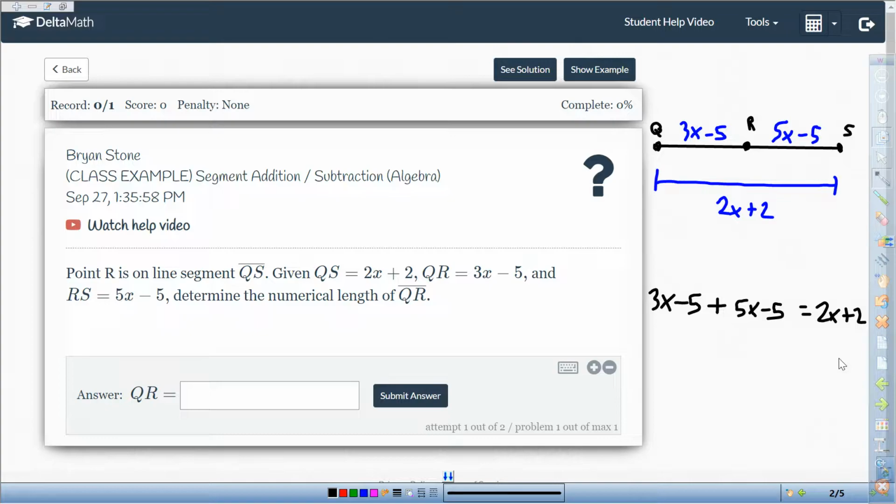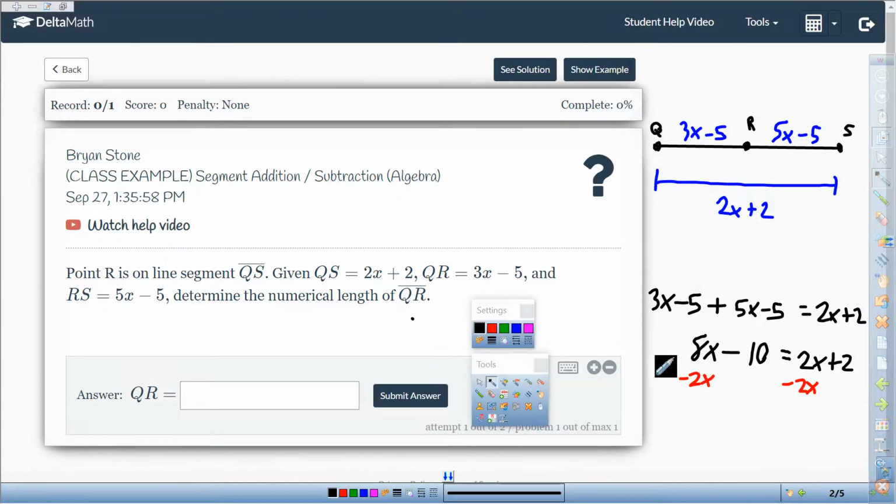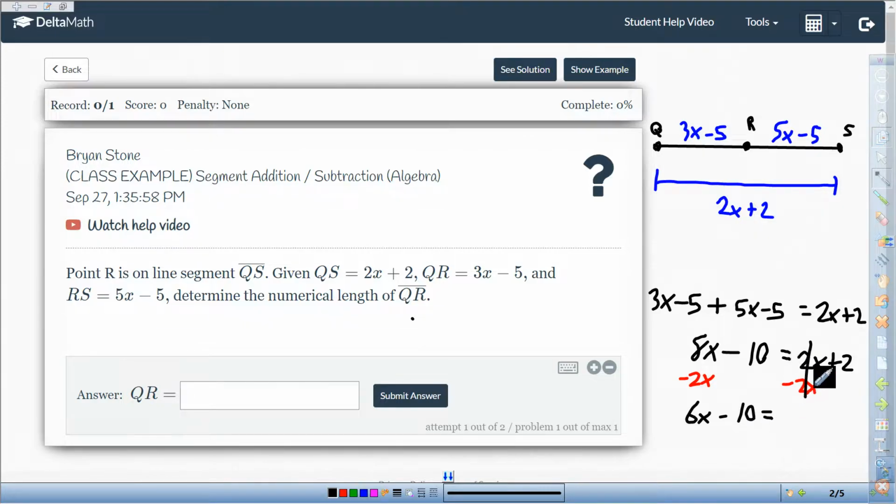Okay, and then from here, I can start solving for x. Again, I'm going to go through this pretty quick. If you need to pause while I do it, feel free. So 3x and 5x is an 8x. Negative 5 and negative 5 combine to get a negative 10. Over on the right, I have 2x plus 2. Next thing, I see I have variables on both sides. I'm going to choose to subtract the 2x from both sides. So on the left here, I now have 6x minus 10. On the right, those are gone. I got a positive 2.